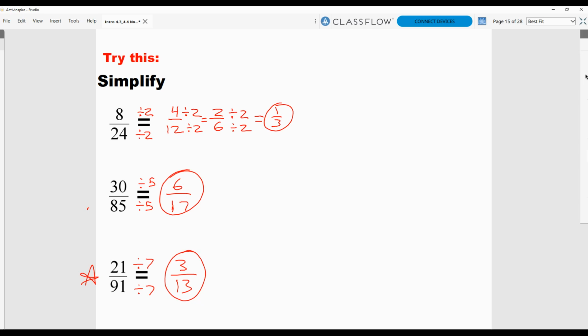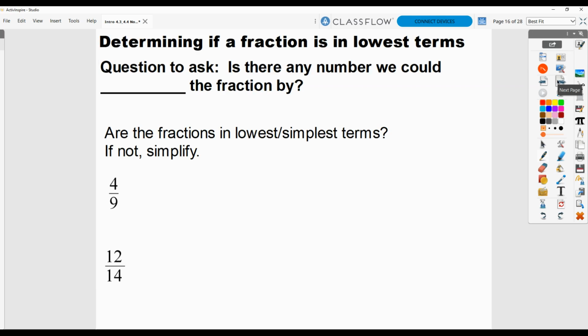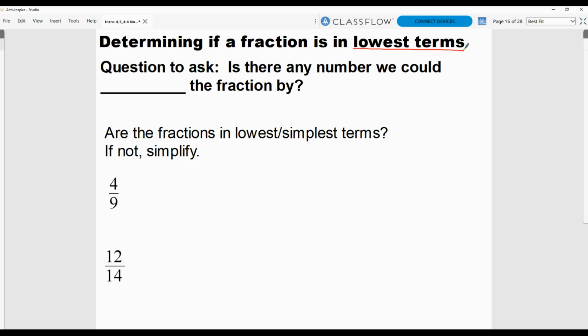And for the last part here, let's talk about how do we know if a fraction is already in its lowest terms? That means it's already simplified the most that it can. So what you do is you ask yourself a question: is there any number that we can divide the fraction by? Just like we were doing on the previous screens, is there anything we can divide that number by? And if there isn't, then it is in its lowest terms.